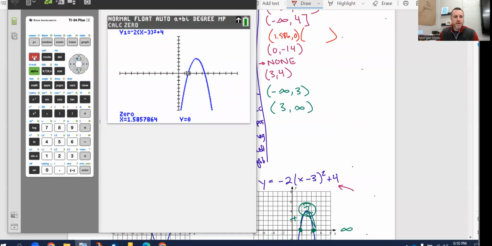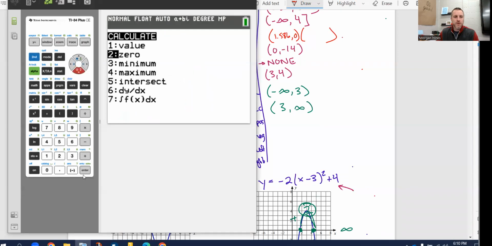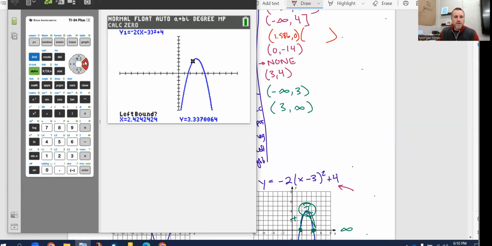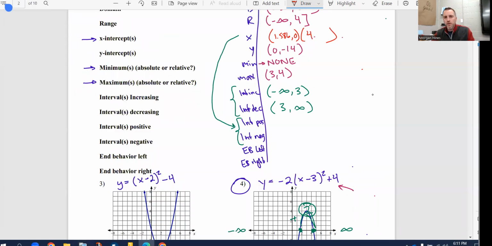All right, let's find the other one. Same steps, second trace. It's a 0 as well. I'm going to take my cursor to the right until I get really close to that point. See how y still isn't 0? That's because I haven't told it where to look yet. We're going to go to the left side now and hit enter. We're going to hit right, go past it and hit enter again. So now we were on the left side, then now we're on the right side. Hit enter one more time. 4.414, comma 0. That is the other x-intercept.